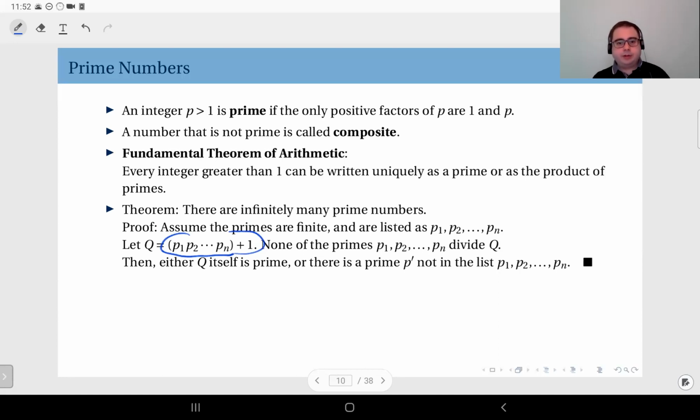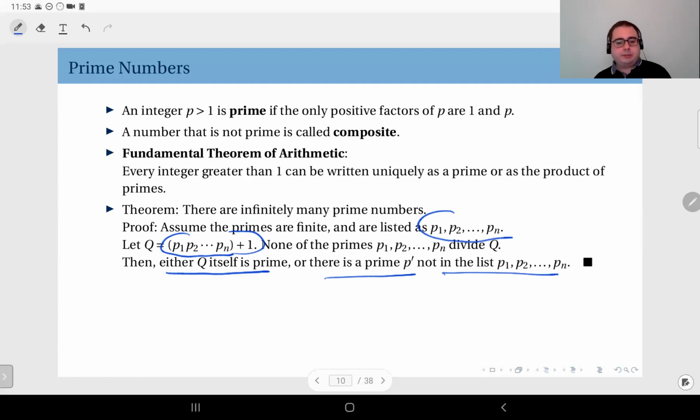But by the fundamental theorem of arithmetic, we should have a unique factorization of the number q. Some people are confused here to conclude q must be a prime, but that's only one possible scenario. Either q itself is prime, and also not included in the list, or q is a composite number, but its prime factors are absent in this original list, which means there is a prime p prime not in this list.